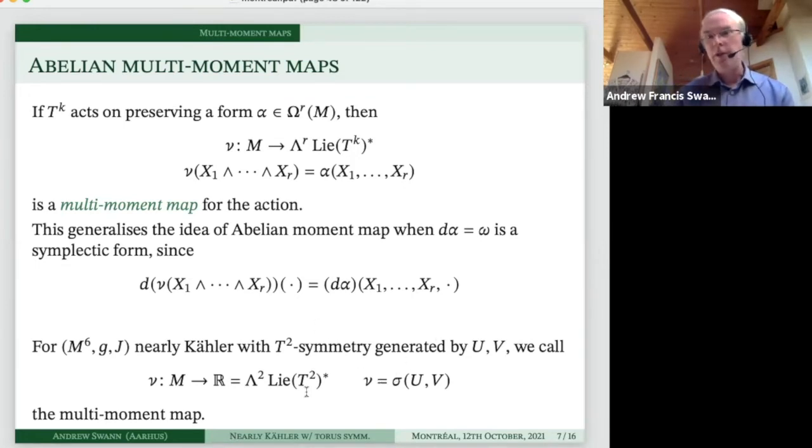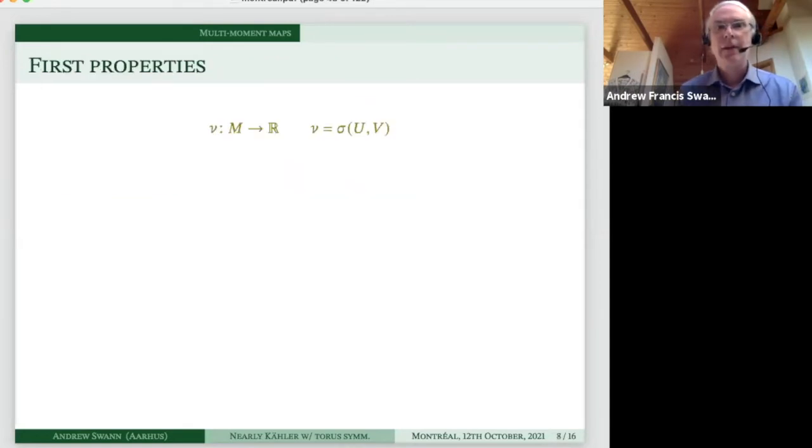So now you see the reason for me not taking a T1 symmetry for this setup. I don't have naturally any closed one forms. I don't have any one forms naturally around to work with, which I could evaluate on a given vector field. So the smallest degree form I have is a two form. Good. So let's have a look at this map.